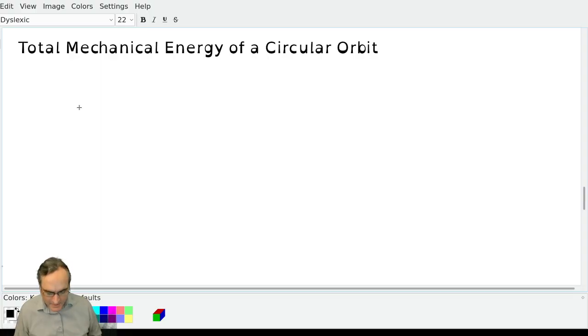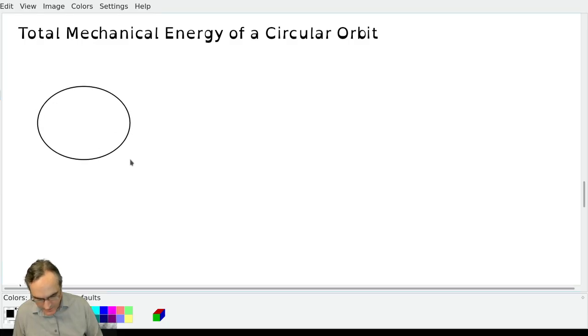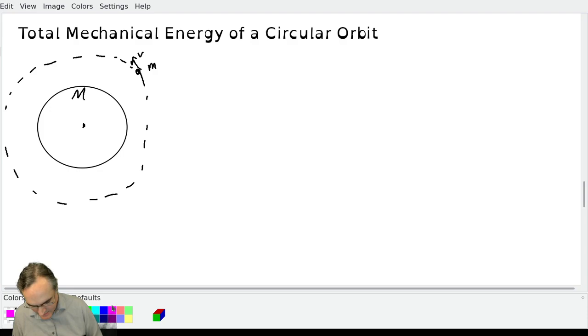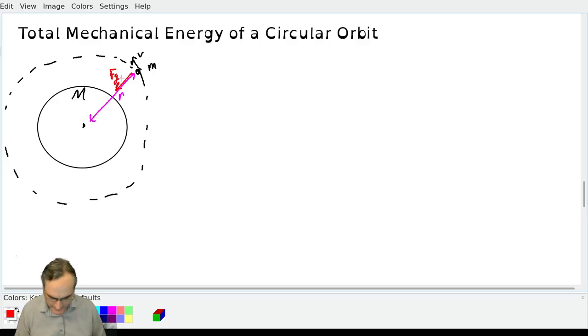All right, but total mechanical energy of a circular orbit. It's going to be a similar situation to what we drew for the previous one. We've got an object in a circular orbit around a much larger object, which means it will have some speed, it has some mass, our central body has some mass, and of course there is a distance r between their centers. We actually start off the same way by thinking about, oh wait, gravitational force is there.